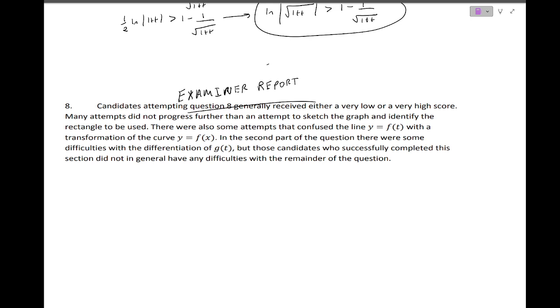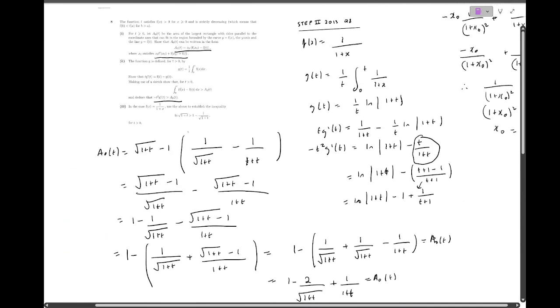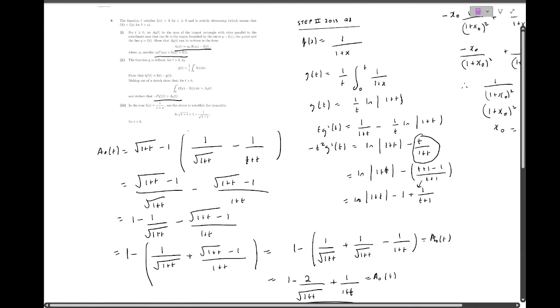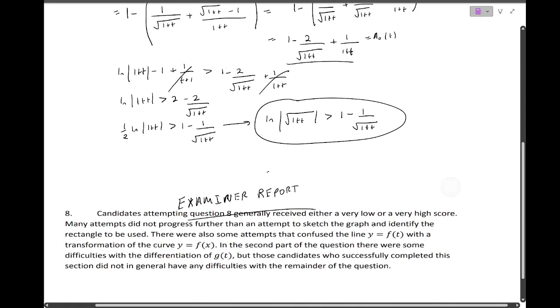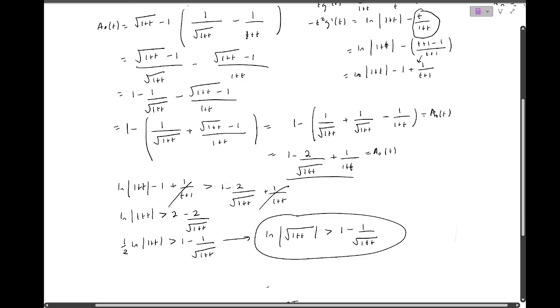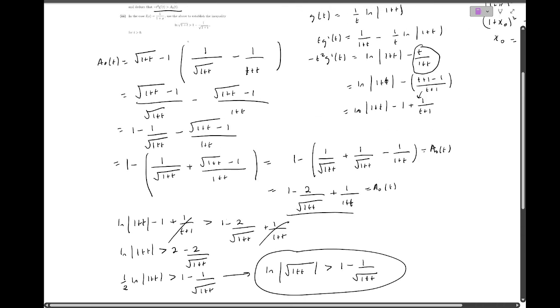And in the second part of the question, there were some difficulties with the differentiation of g of t, but those candidates who successfully completed this section did not, in general, have any difficulties. Okay, yeah. I mean, to be fair, this generally looked like a standard question, but I think the main difficulty was just understanding what was going on at the start and applying that.